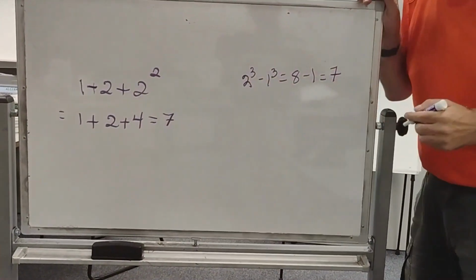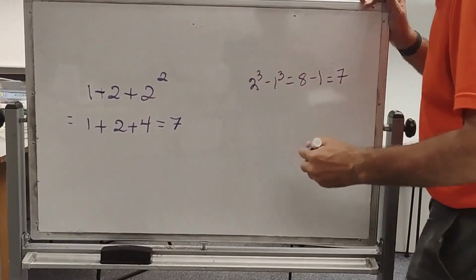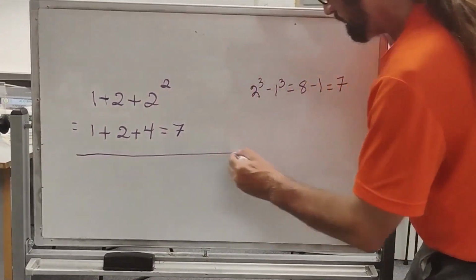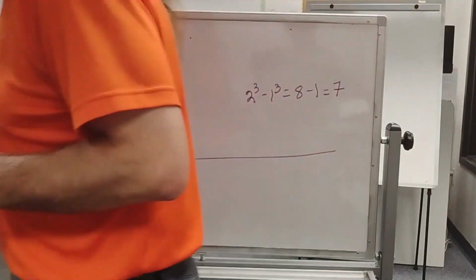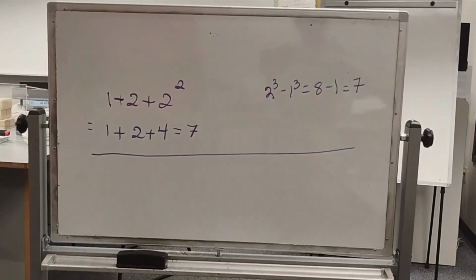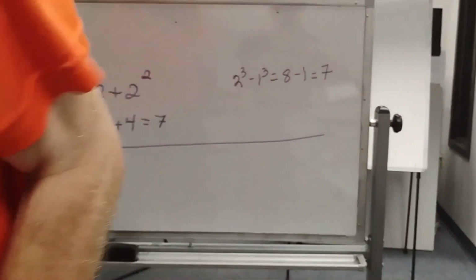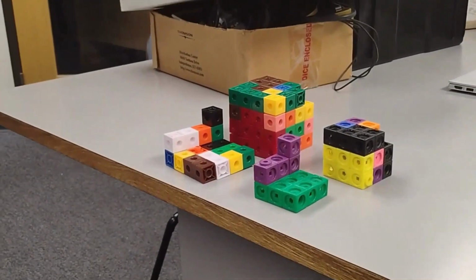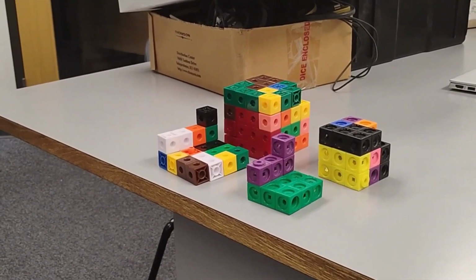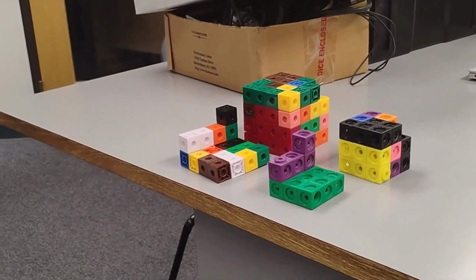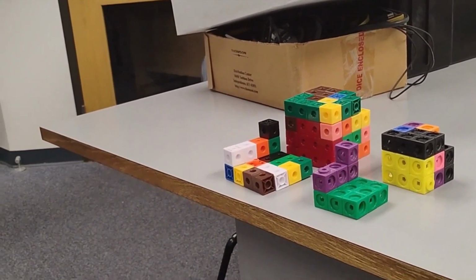In that case, we're getting exactly the same thing. All right, so let's take a look at the next pair. That one I already gave away. That would be 1 plus 3 plus 9, or 1 plus 3 plus 3 squared.